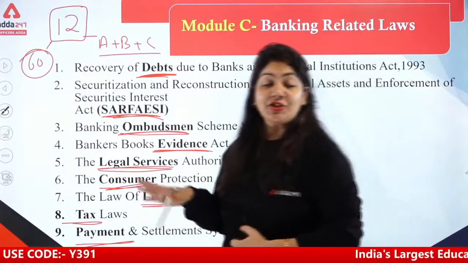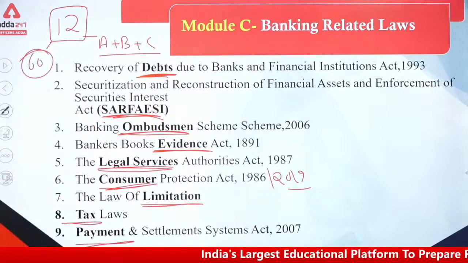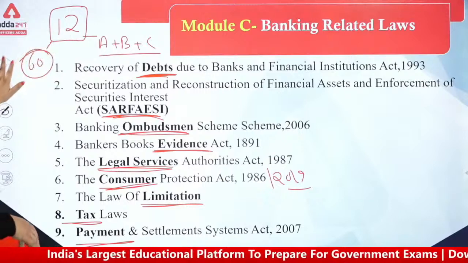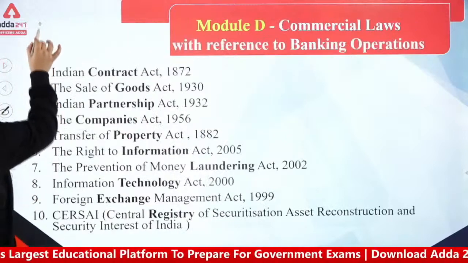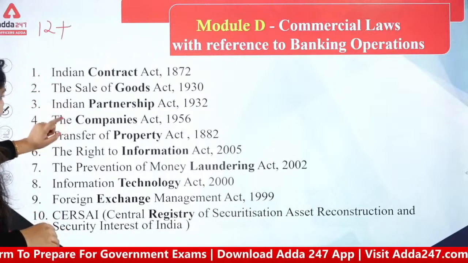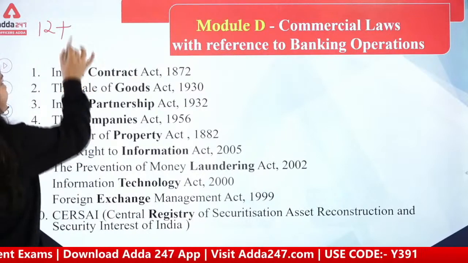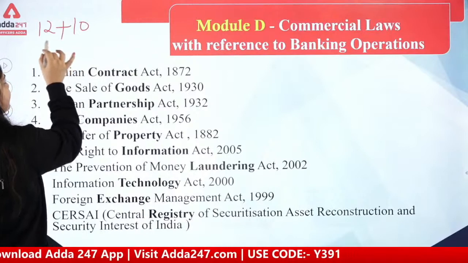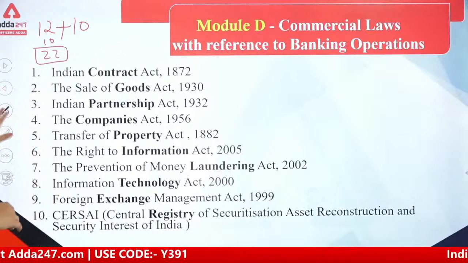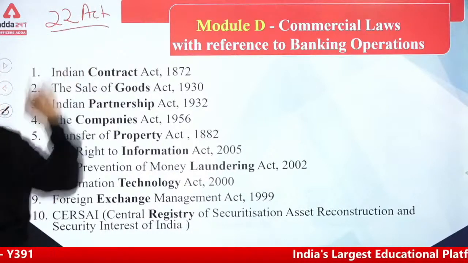In this way, I am just showing you how many acts you have to learn for your LRAB questions. Okay, so module C is complete, 12 acts total. Okay, A, B, C, 12 acts. Now 12 plus. Now module D contains 1, 2, 3, 4, 5, 6, 7, 8, 9, 10. That is 22. So you have to learn 22 acts for your LRAB.